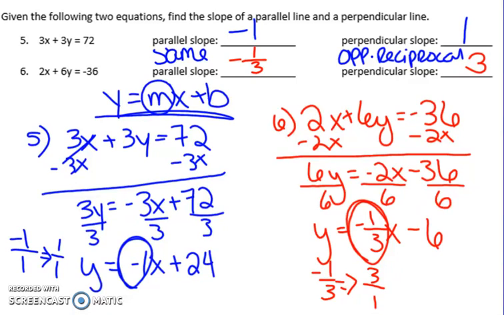All we care about, and we keep going back to the slopes, is those slopes. The y-intercepts don't affect whether they are parallel and perpendicular. Parallel lines never touch. It doesn't matter where they cross the x-axis or the y-axis. Perpendicular lines meet at a 90-degree angle. It doesn't matter where they cross the y-axis. They can meet at a 90-degree angle at multiple spots. So that's why we're not worried about the y-intercepts. We're just focusing on those slopes.